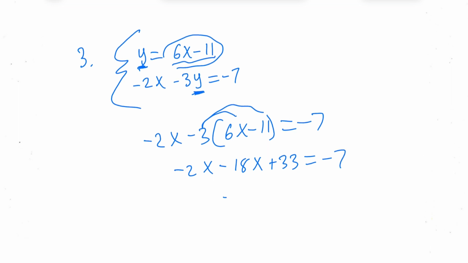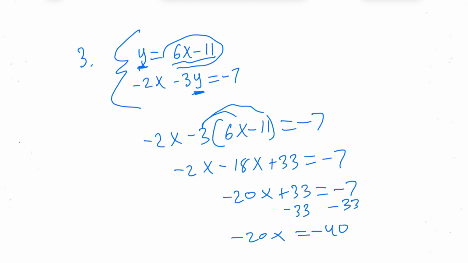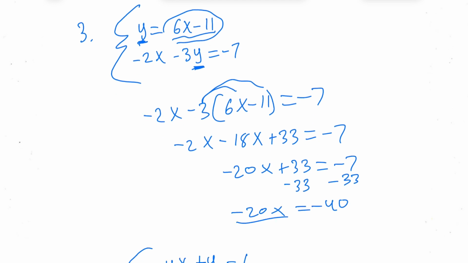We get negative 20x plus 33 is equal to negative 7. Subtract 33 from both sides, and we'll get that negative 20x is equal to negative 40. So it means that x is going to be positive 2.